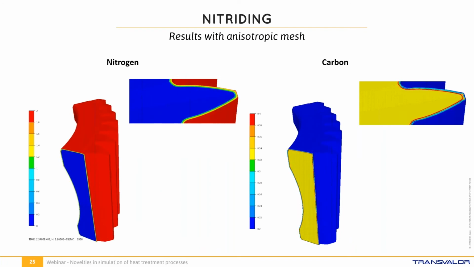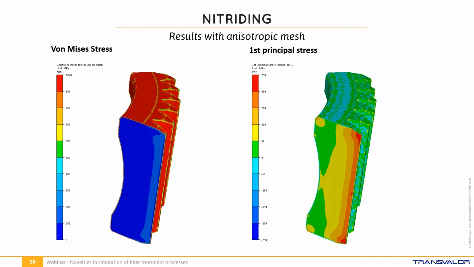Here is the evolution of the nitrogen and carbon diffusion during a nitriding process. The nitrogen and the carbon increase in the diffusion layer. Residual stresses are related to the volumic mass variation due to nitrogen intake at the surface. Von Mises stress magnitude is obtained. Here we can see we have 1000 megapascal on the surface of the part.